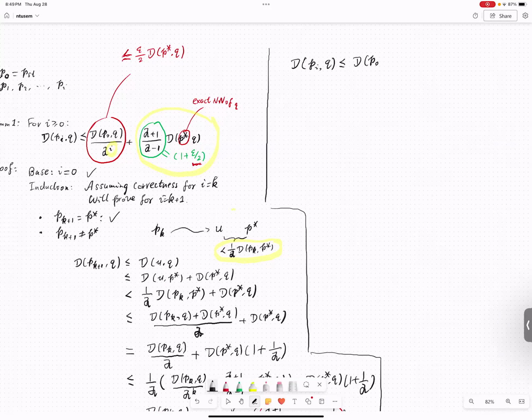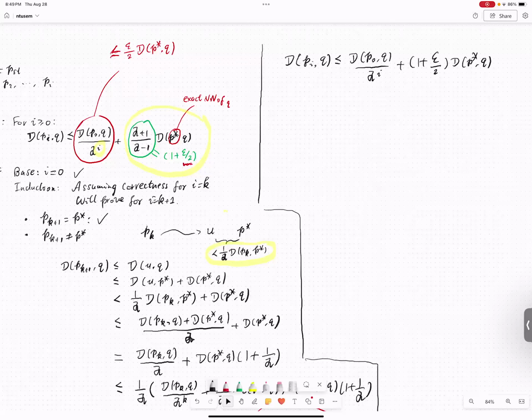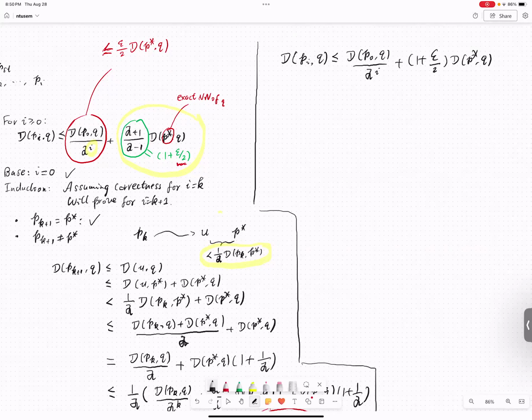p0q over alpha to the power of I, and then plus 1 over (1 plus epsilon over 2) times d p star q. So this is what we have currently. Now remember, as long as you get to pi, this pi definitely satisfies this inequality. Okay, cool. All right, so I'm going to prove the most important lemma.